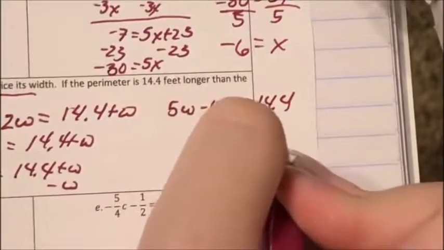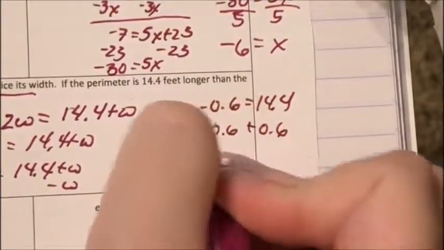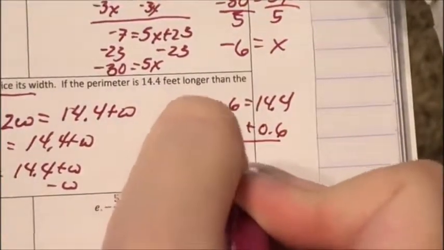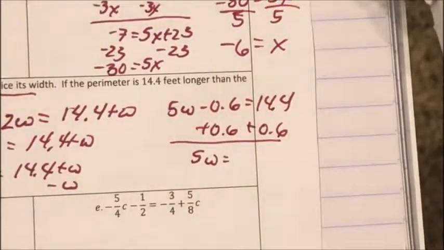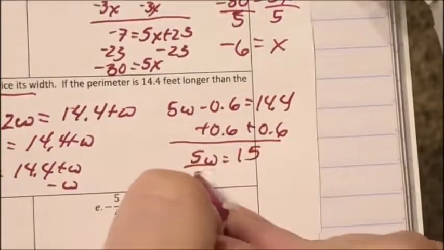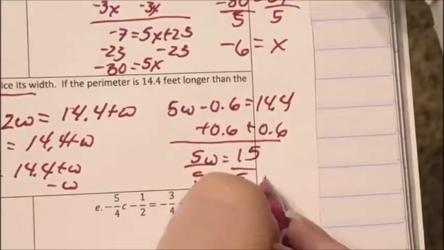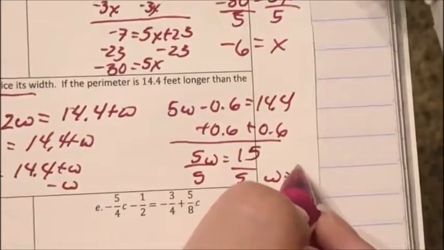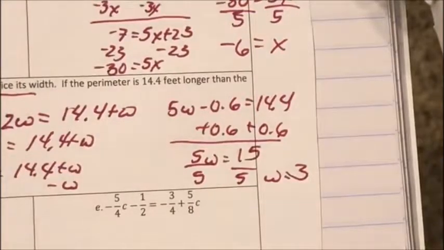Now I'm going to add 0.6 to both sides. I get 5w equals 15, and I divide by 5. So w equals 3. Well, that's my width. So that's the first part of my problem. So I need my width and my length because I wanted to know the dimensions of the flag.